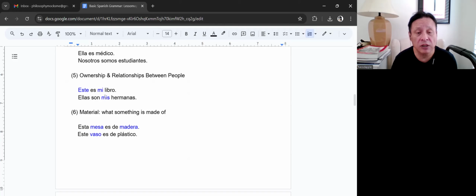Madera is wood. It's not part of our vocabulary, so don't worry, you don't have to remember it, but I wanted to explain the sentence. Este vaso, this glass, drinking glass, is de plástico. Plástico is obviously plastic, right?